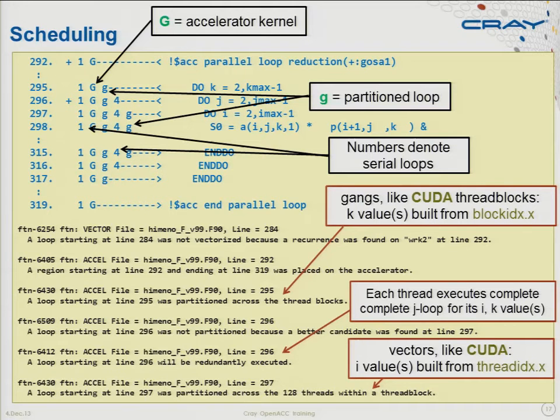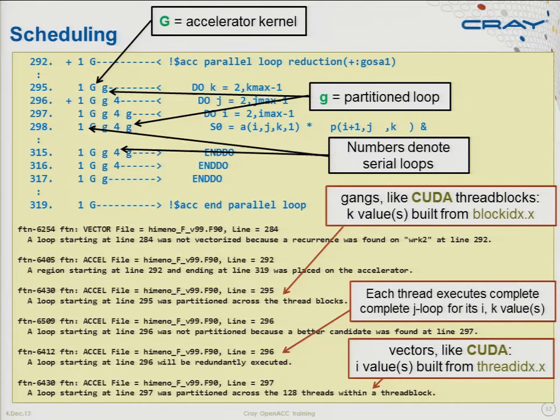A loop at line 295 was partitioned across the thread blocks. If you've done CUDA programming, what's happened is it's taken these K loop iterations and said each value of K will be done by a separate thread block. So that'll be a set of threads that goes onto one of these vector processors. The I loop, it says, was partitioned across the threads within a thread block. So within that vector processor, it's going to use these vector instructions to work out which values of I.